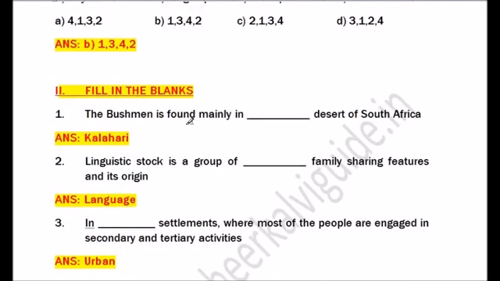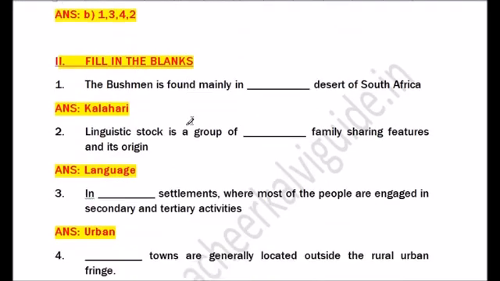Moving to Roman number 2, fill in the blanks. Question number 1. The bushman is found mainly in dash desert of South Africa. The answer is Kalahari Desert. Bushman is found mainly in the Kalahari Desert of South Africa.